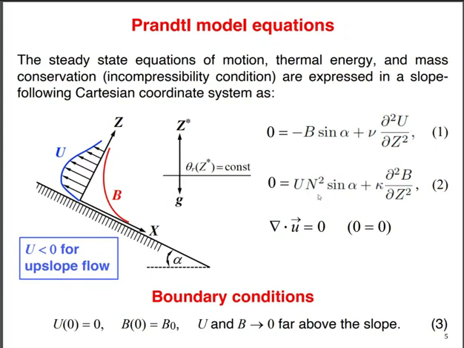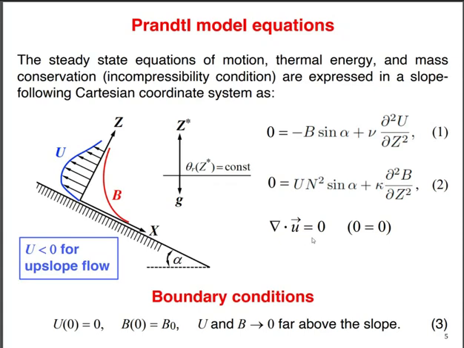Thermal energy equation, this U N squared sine alpha term looks a little bit weird. That's your vertical advection of your potential temperature. It's actually vertical advection of the environmental potential temperature. You don't see W in there, and that's because in the slope following coordinate system, capital U sine alpha is the amount of the wind in the W, in the Z hat direction. Okay, so it's W times N squared, and N squared is proportional to d theta dz. So this is your vertical advection of potential temperature term. And then you have diffusion of buoyancy.